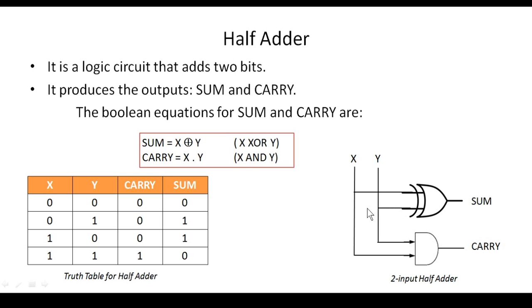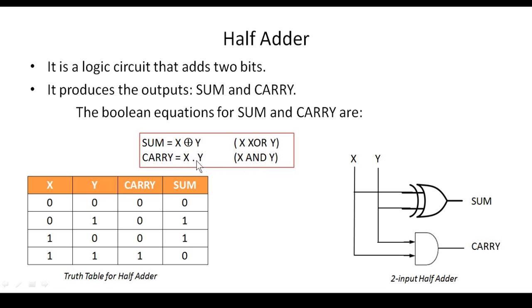Now we are going to see about the half adder. So what is a half adder? It is a logic circuit that adds 2 bits, that means 2 numbers. When they ask you the definition of half adder, you have to write this: it is a logic circuit that adds 2 bits. It produces the outputs sum and carry. So you will have 2 columns. Normally you will have 1 column for output, but in adders you will have 2 columns, one named sum and the other named carry. The Boolean equations for sum and carry are: sum equals x XOR y, the encircled plus, and carry equals x AND y, that is x dot y.